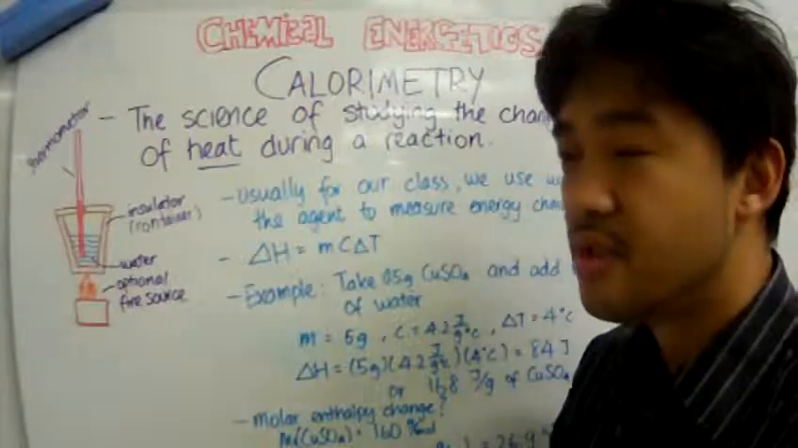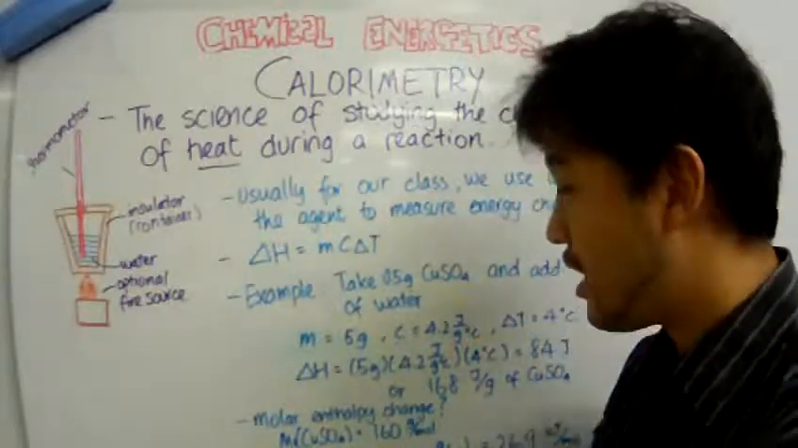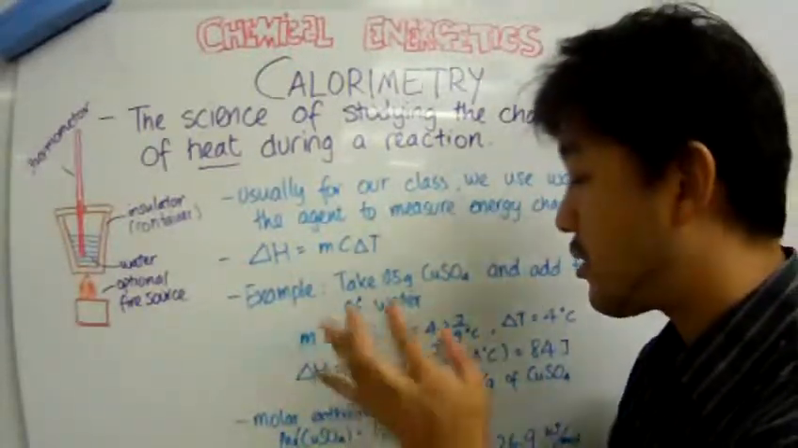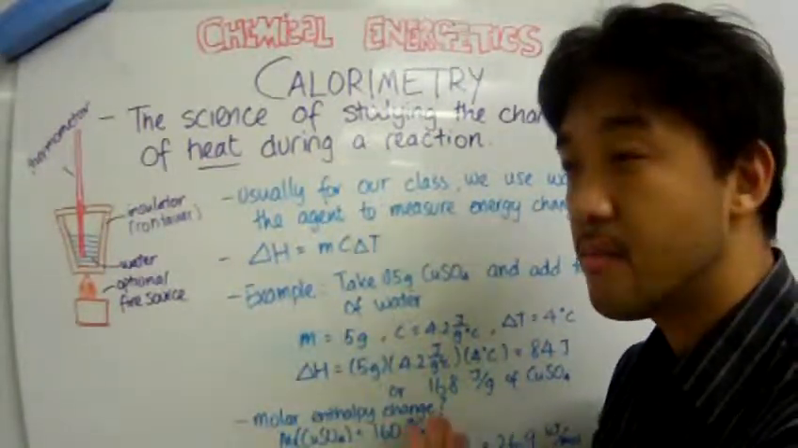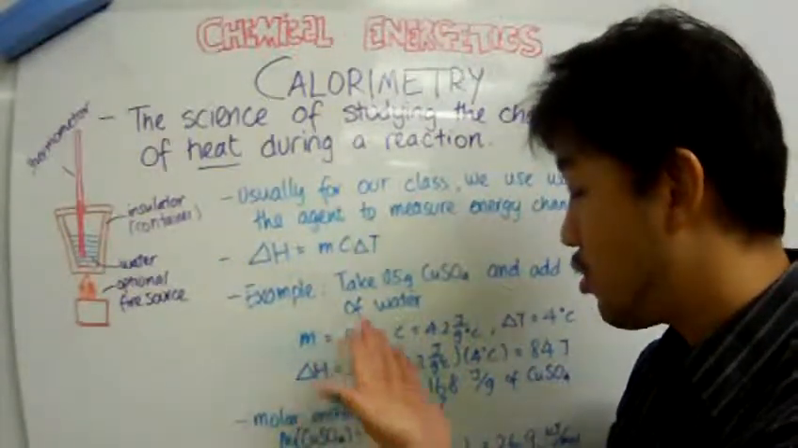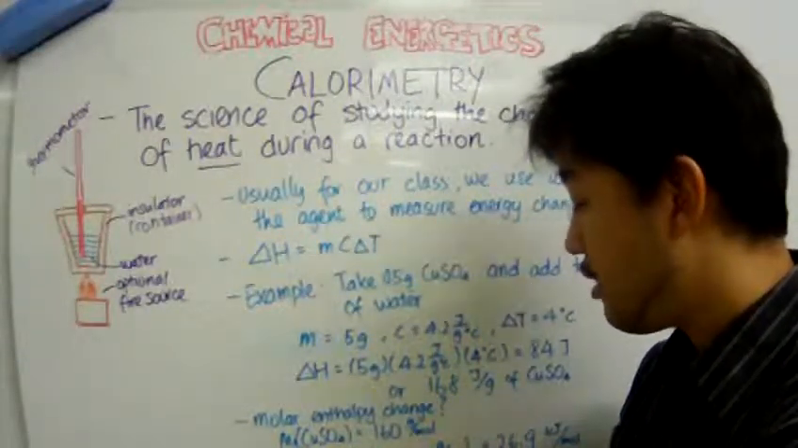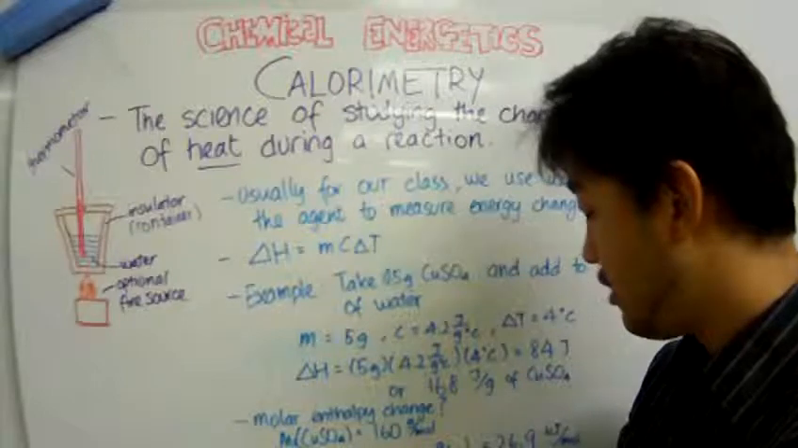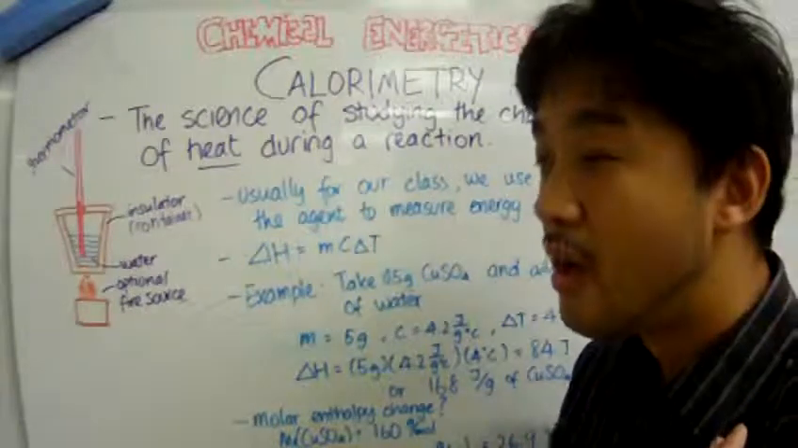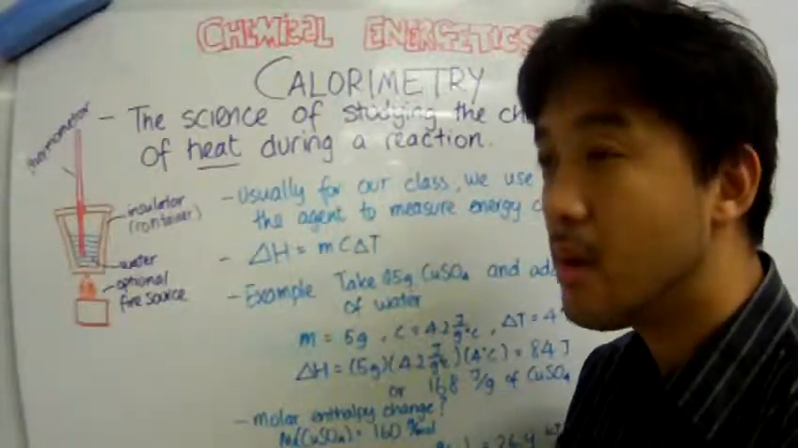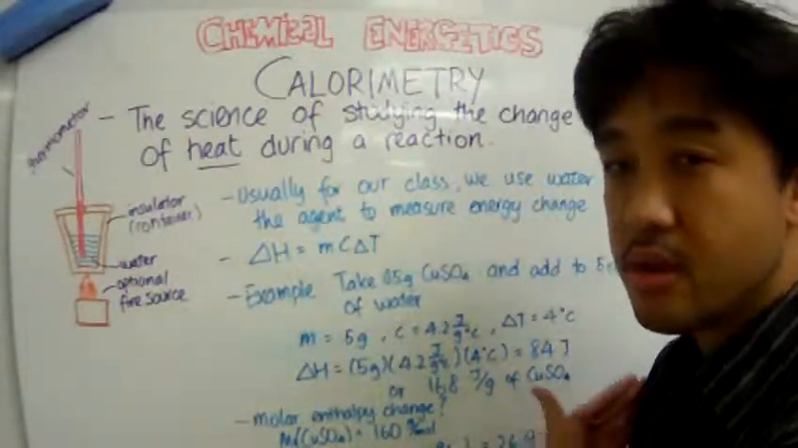But the question may ask you, how much energy is released per mole of copper(II) sulfate? Well, that is the molar enthalpy change. And so you need to figure out the relative formula mass of copper(II) sulfate, which is 160 grams per mole. You multiply 168 joules per gram by 160 grams per mole, and then you get 26.9 kilojoules per mole. So if you dissolved 1 mole of copper(II) sulfate into water, you would release 26.9 kilojoules of energy.